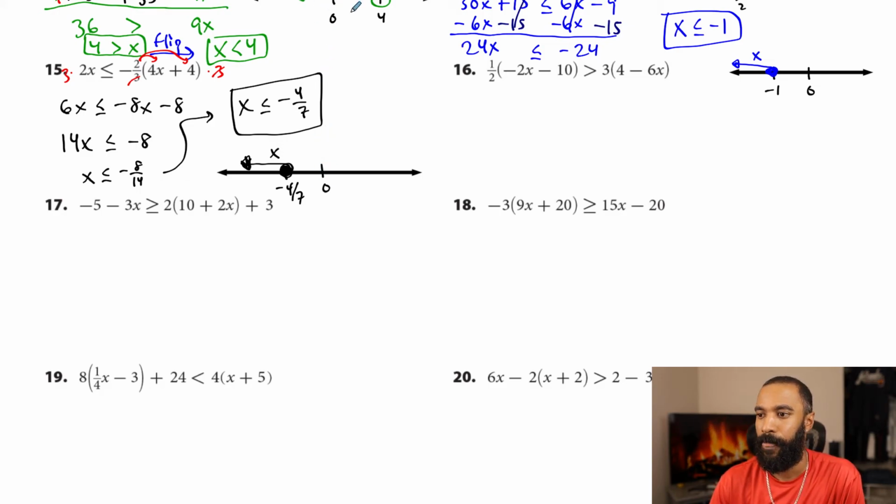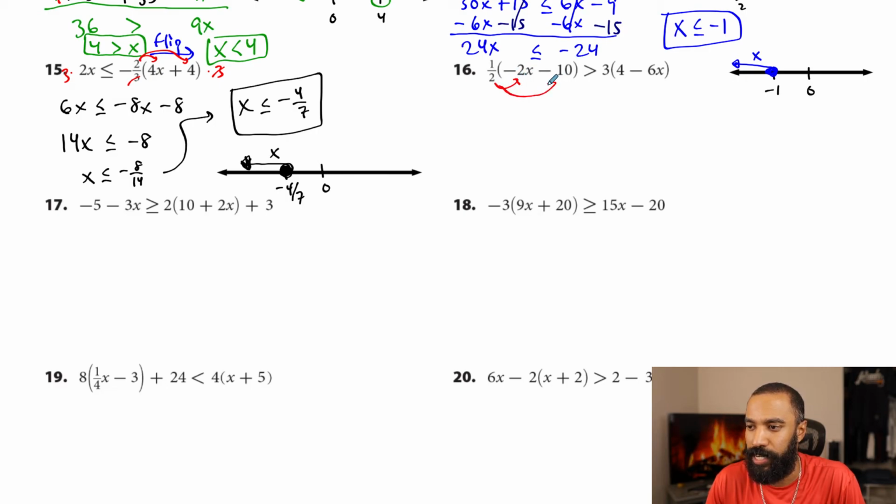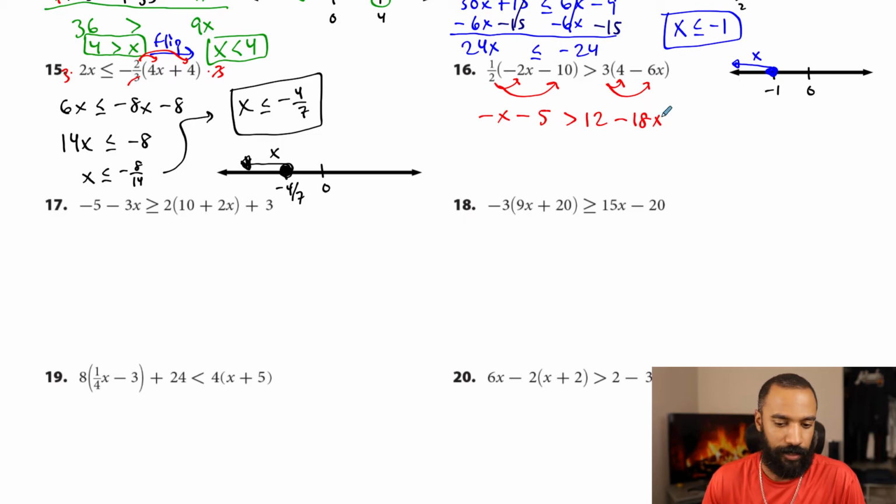Remember how I can check with 0? Right, so there's that. Okay, this one I'm going to distribute the 1/2 this time because I want to diversify it. So 1/2 is going to distribute into the negative 2x and the negative 10. No fractions, not a biggie. And 3 distributes into the 4 and the negative 6x. Half of negative 2 is negative 1. So I have negative 1x, or negative x. Half of negative 10 is negative 5. 3 times 4 is 12. 3 times negative 6x is negative 18x.